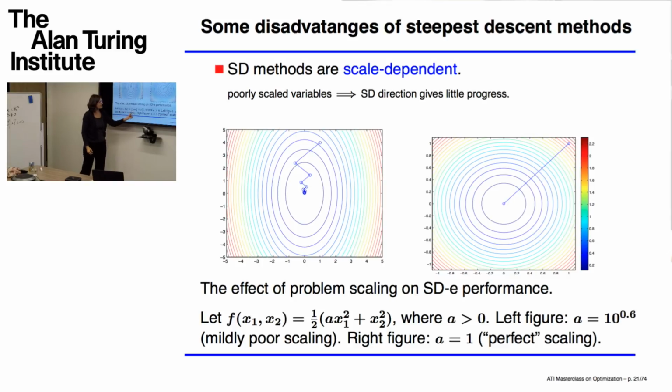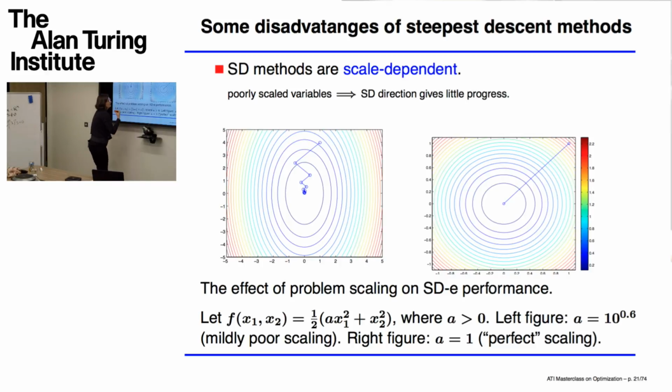So here, right, if A is much, much larger or much, much smaller than 1, then when I change, let's say A is much, much larger than 1, then when I change x1 by a small amount, f is going to change by a huge amount compared to when I change x2 by the same small amount. Right, okay, so what? Well, the problem is that the gradient direction inherits the poor scaling of the function.